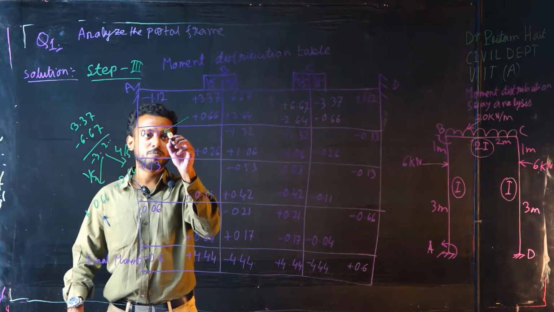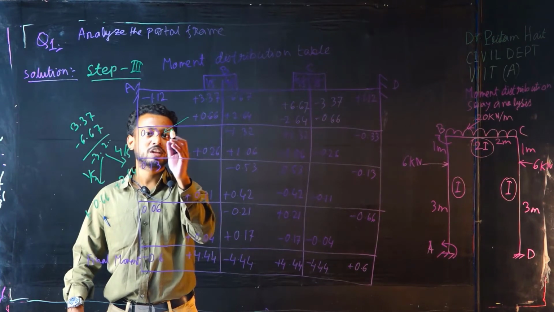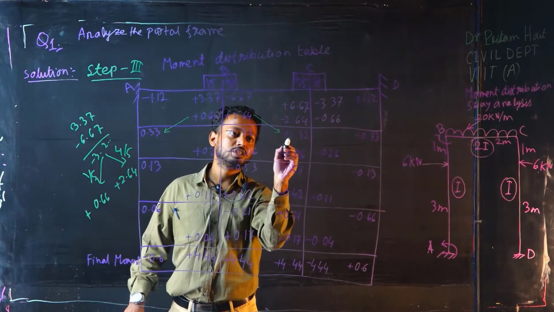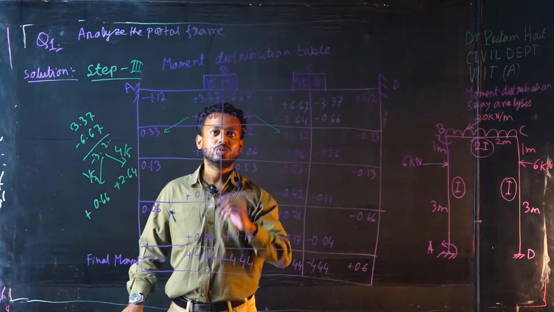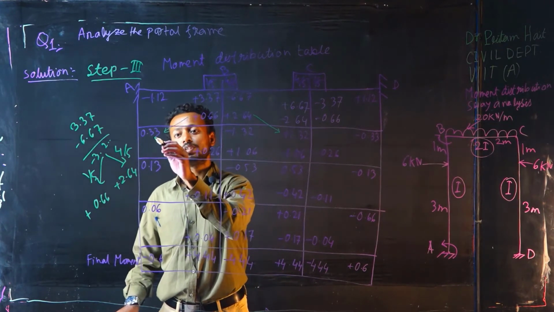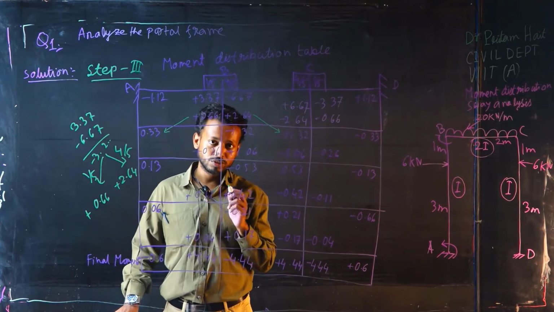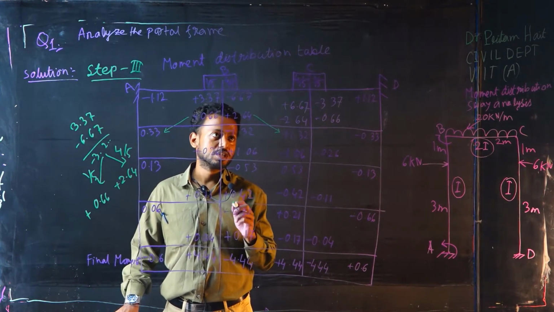Next carry over will come. 50% of this moment will carry over to this joint, 50% of this moment will carry over to this joint, that is 1.32. During carryover the sign will be same, during balancing the moment the sign will be opposite. Always you remember this concept.